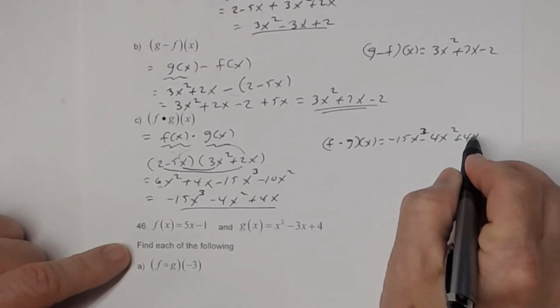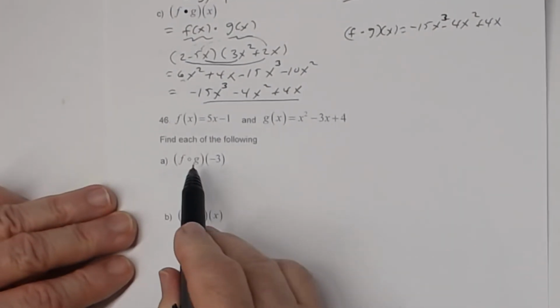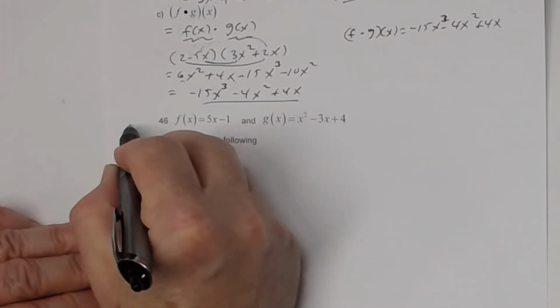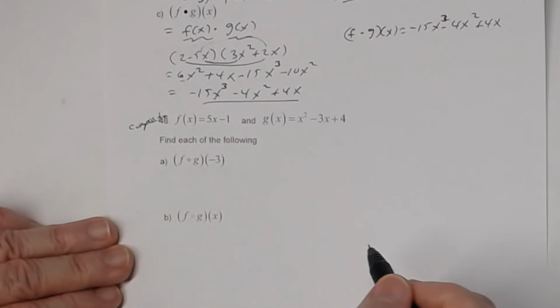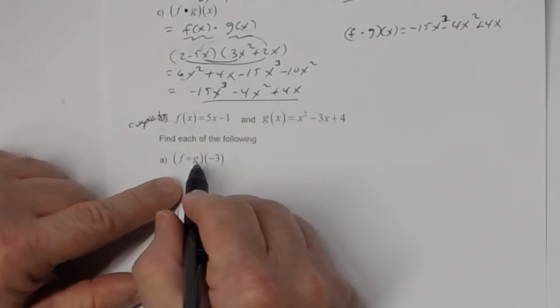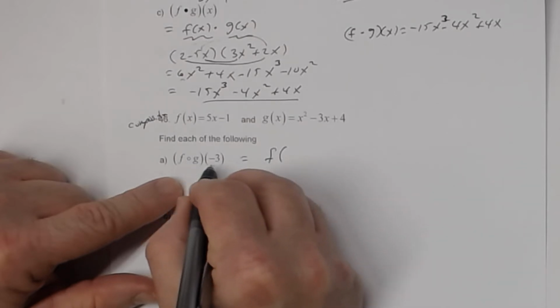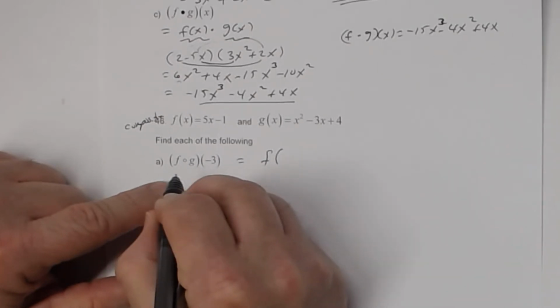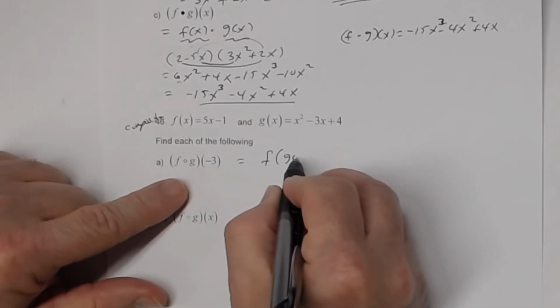All right, now 46, notice this is an open circle. So remember, open circles are compositions. So you have to be careful. That's not multiplication. So by definition, f composed with g at negative 3 means f of, so that's where you're putting a function inside of another function. So you're saying f of g of negative 3.